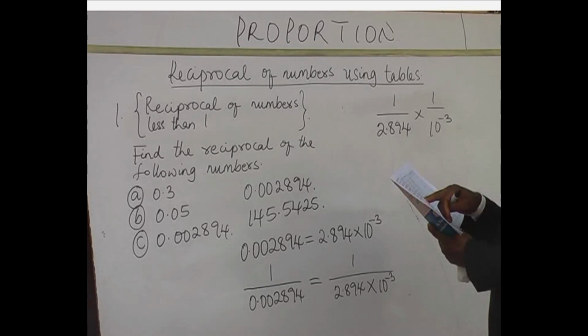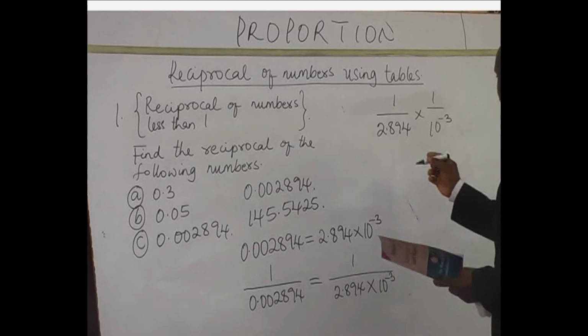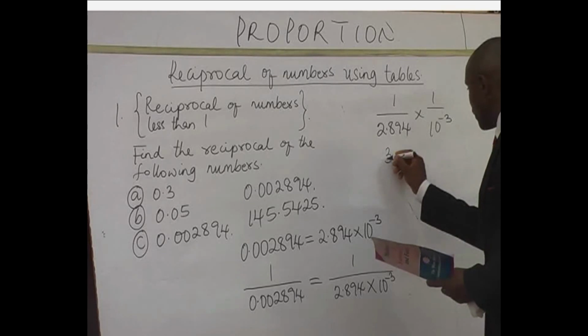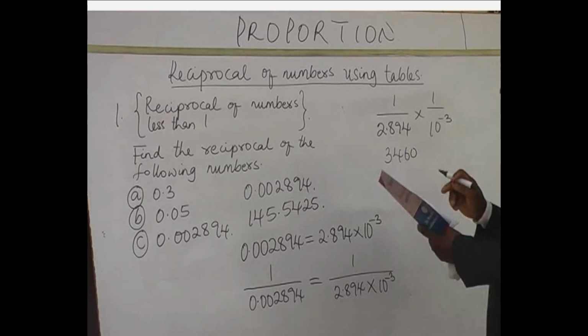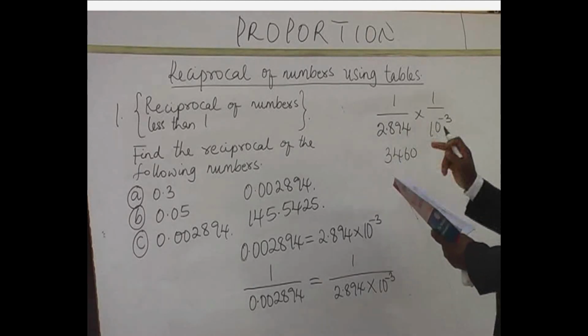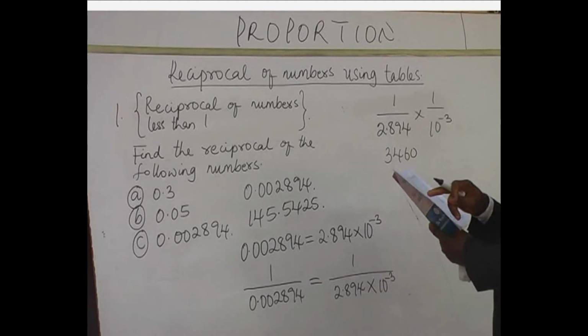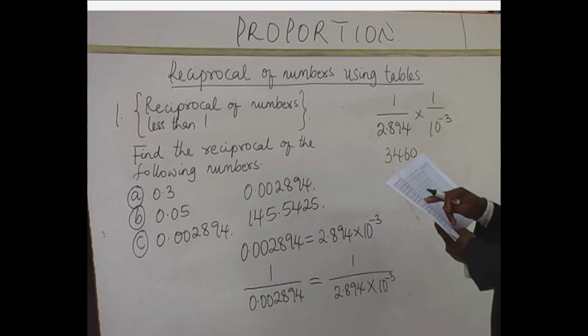It's giving me 3460. Then difference 4. There is a difference column. I will show you when I come close. 28 under 9, 3460. Then difference 4. 1, 2, 3, 4.